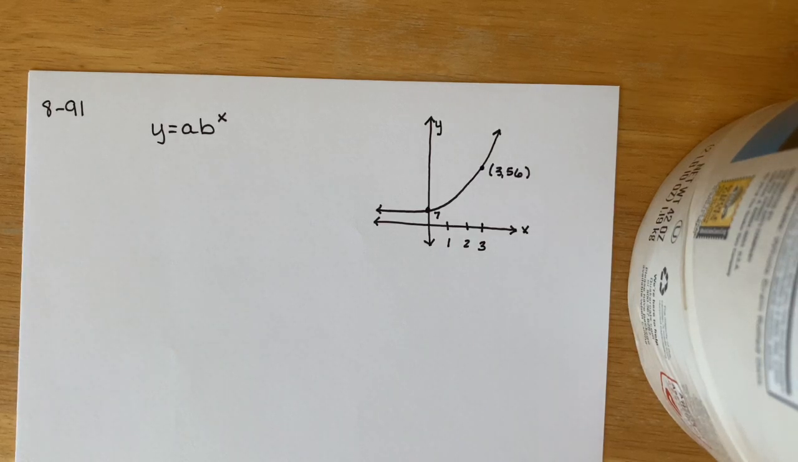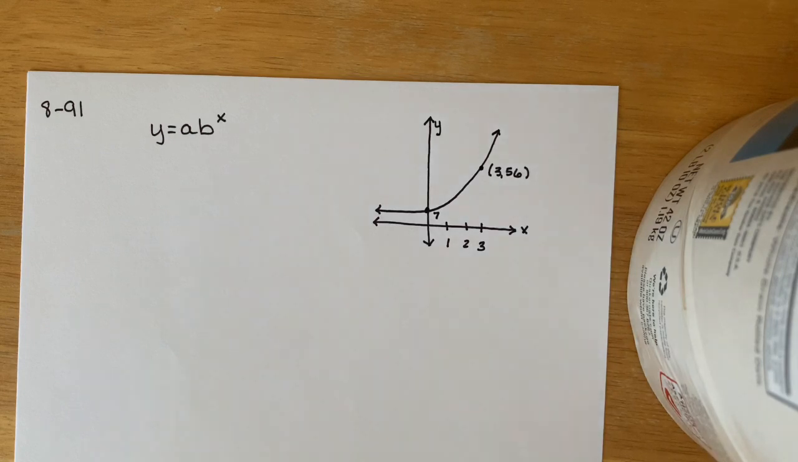So today I'm going to look at problem 91. Problem 91 was actually a repeat problem from earlier in the book. It was problem 66. Part A says, in the equation y equals ab to the x, which letters represent the variables and which letters represent the parameters?